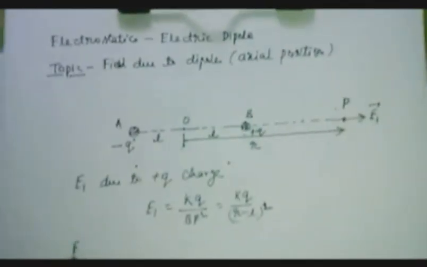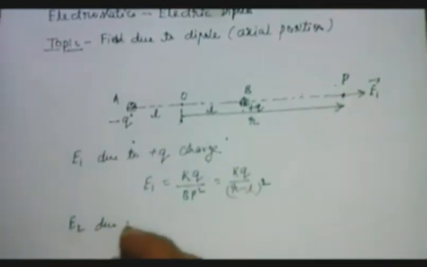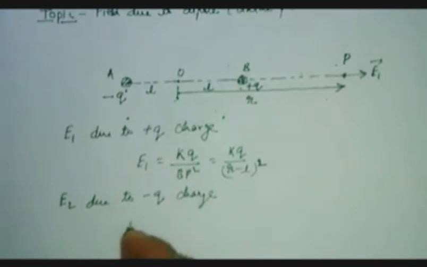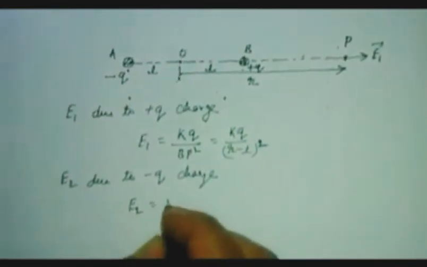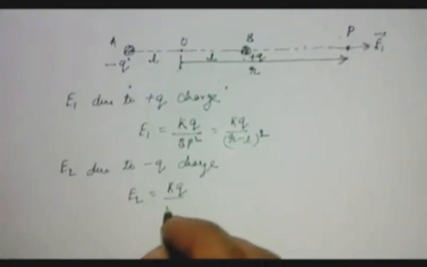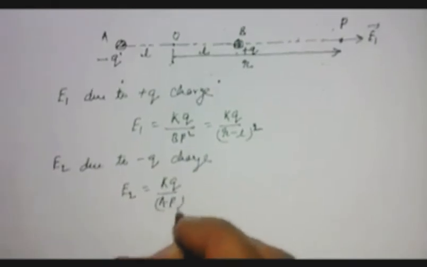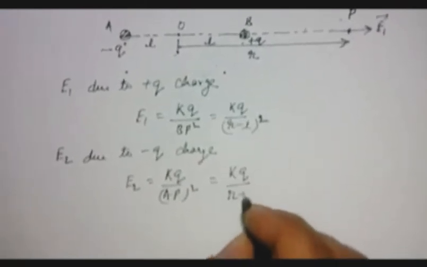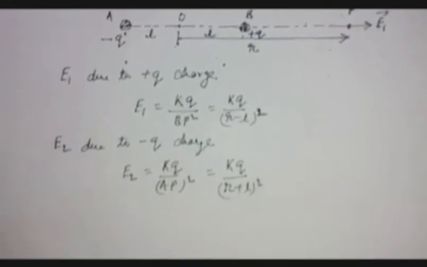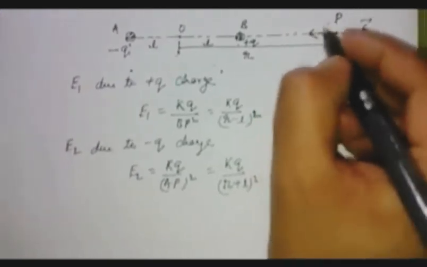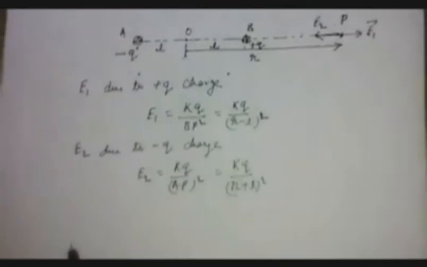Now E2 is due to the negative charge minus q. The magnitude of E2 will be kq upon the distance square. What is the distance? It is AP square, this distance from A to P, so this is kq upon r plus l, whole square. Now the direction of this is attractive, as the charge is negative, so the field will be towards the negative charge.